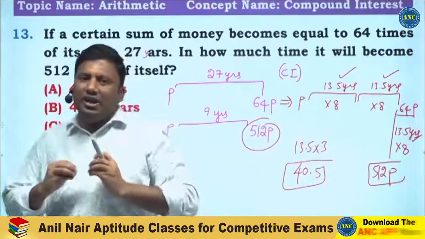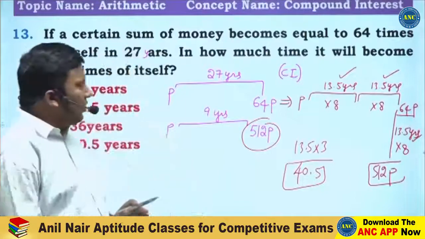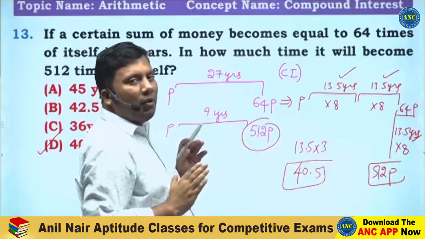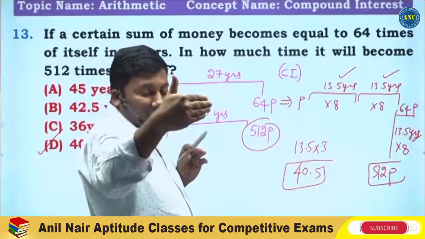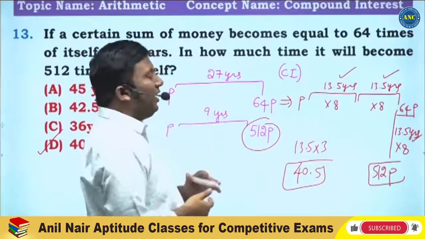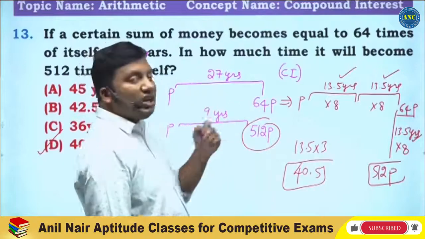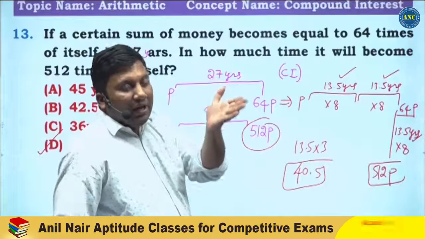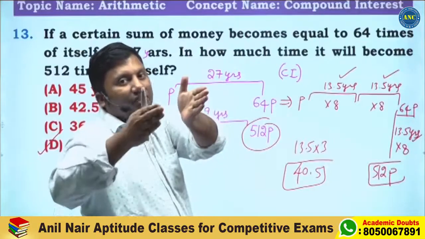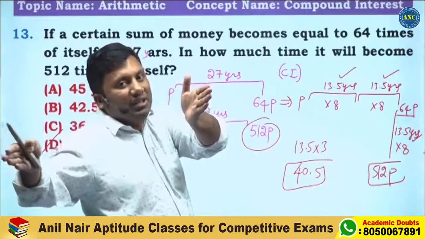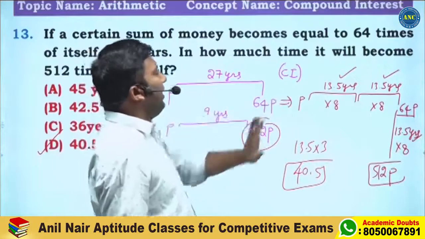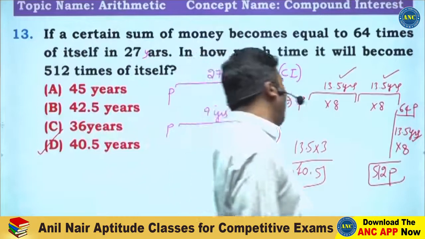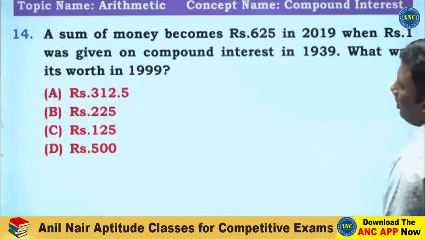Very, very easy question. If you just understand in what way the amount is behaving, depending upon the behavior, cut the number of years. 64 is 8 square, it is 8 into 8. After a certain period of time it is into 8, and the same period of time again into 8. 27 divided by 2, which is 13.5. Answer is 40.5 years. Next one.